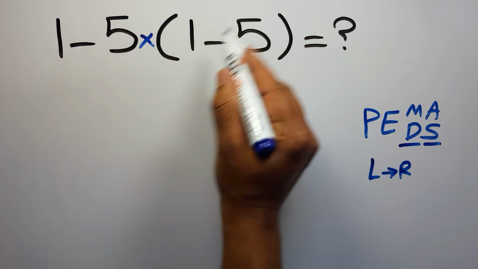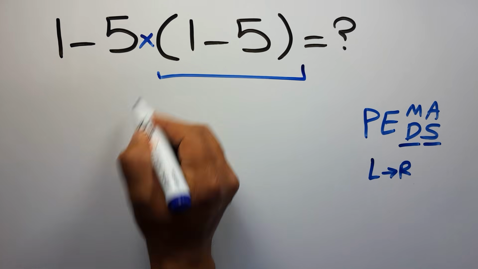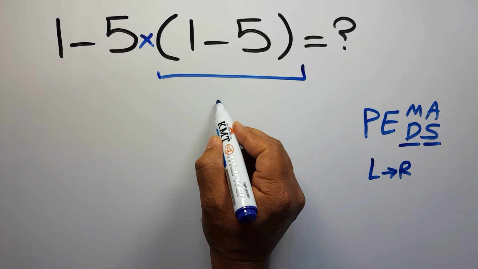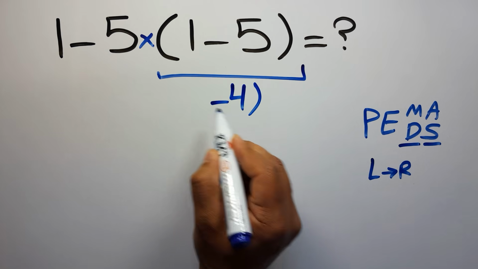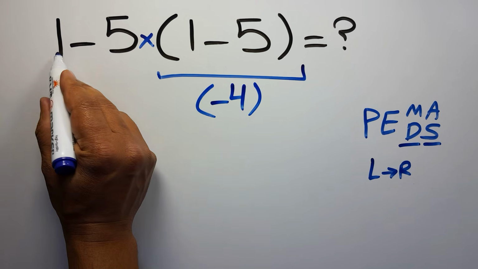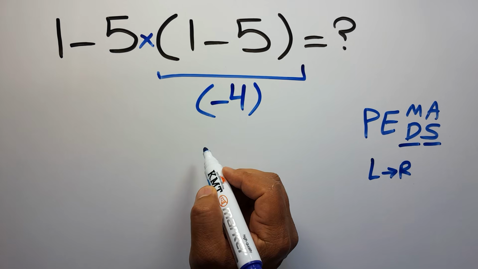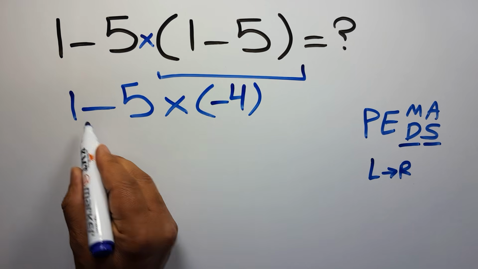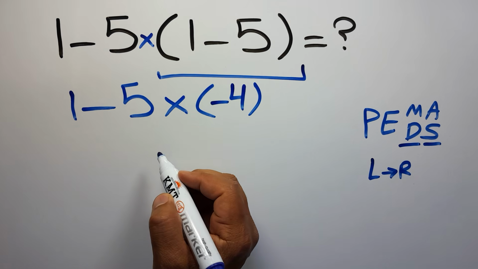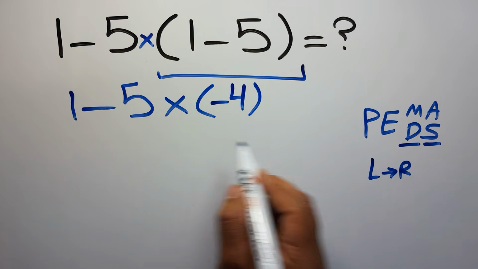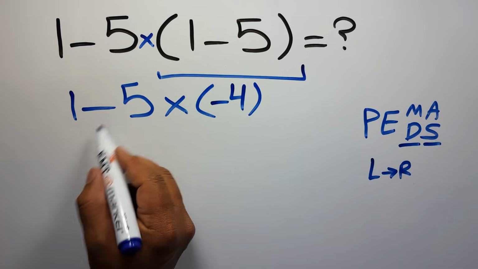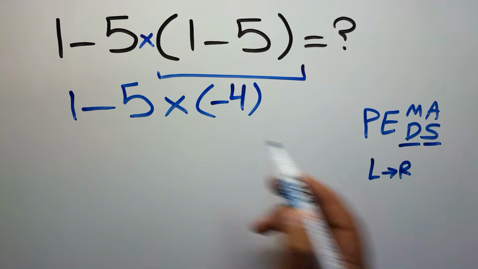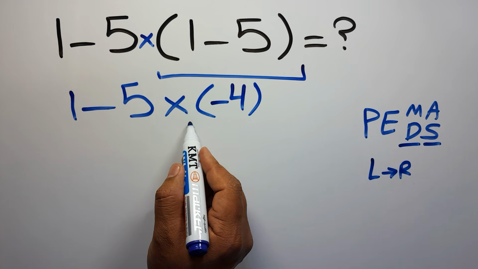So first we have to do this parentheses. Inside this parentheses, we have 1 minus 5, which gives us negative 4. So we have 1 minus 5, then times negative 4. Now we have one subtraction and one multiplication. According to PEMDAS, multiplication has higher priority than subtraction, because multiplication comes before subtraction. So here, first we have to do this multiplication.